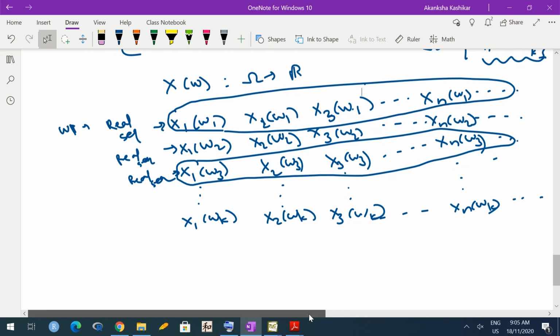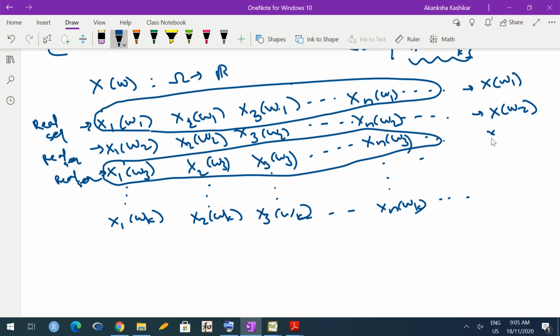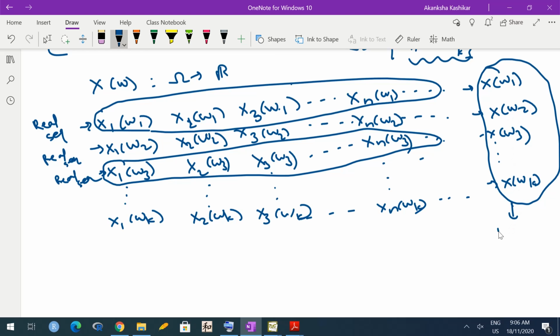When I want to talk about convergence, this first real sequence might converge to something. Let us assume for the sake of convenience that each of these real sequences converges. So this real sequence might converge to some value which we will call x of omega 1. This second real sequence will converge to something else. We will call that value x of omega 2, this as x of omega 3, and so on, up to x of omega k. Is it okay? And finally, if I collect all these limiting values, I don't have a single real number. For every omega I have one real number. So this becomes a function x of omega, which is defined from omega to R.